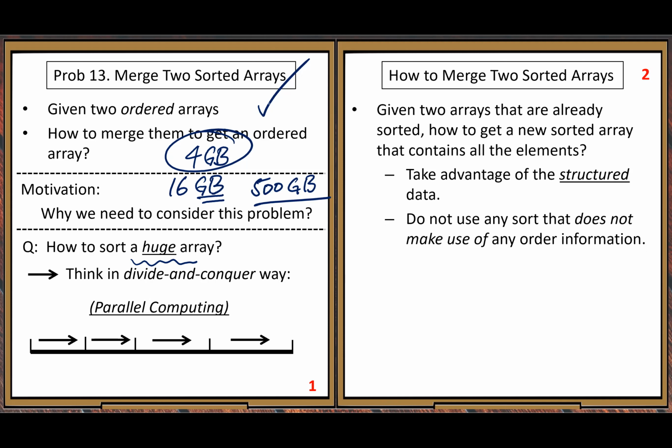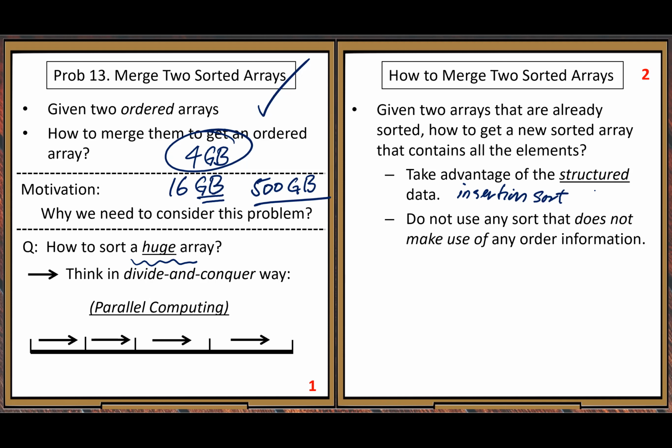Here, when we look at the insertion sort, do we take advantage of the order information in the insertion sort? If we recall, if the data is in ascending order, here I'm talking about insertion sort.